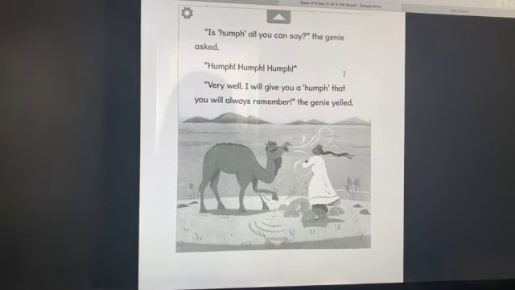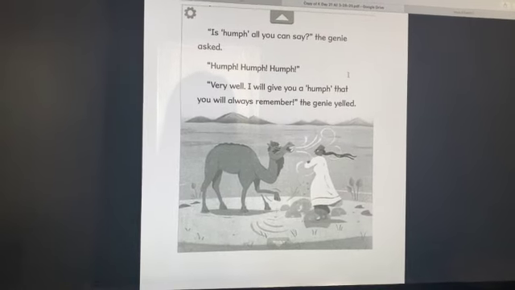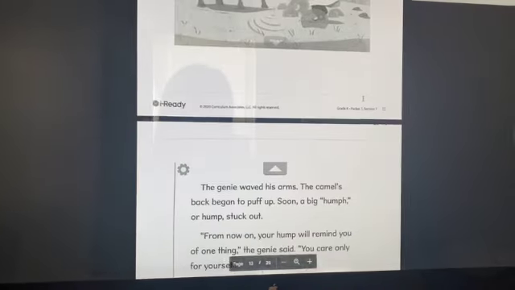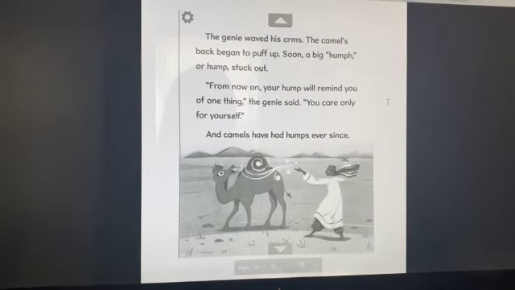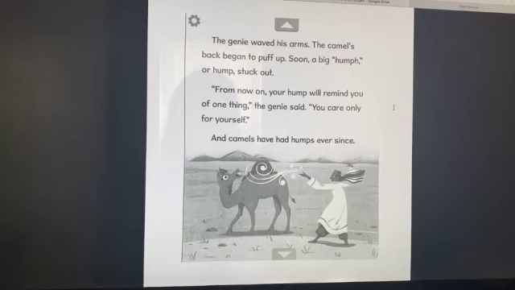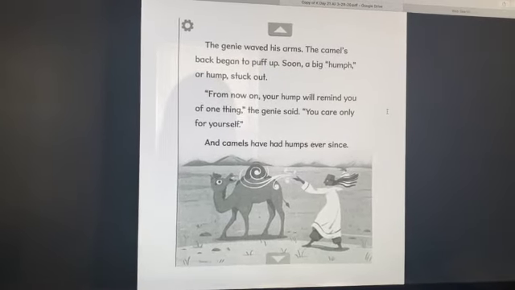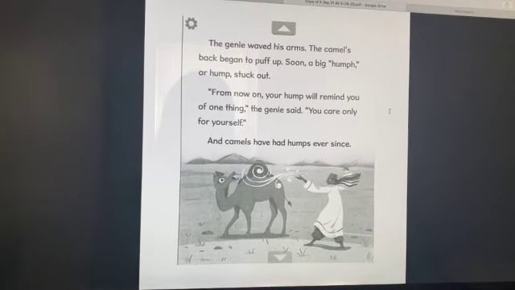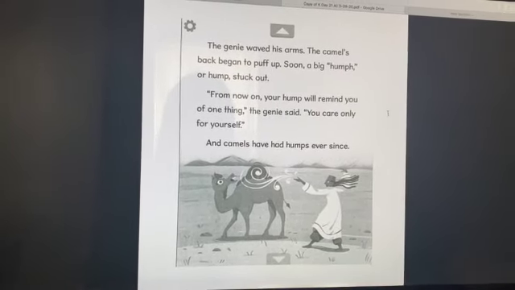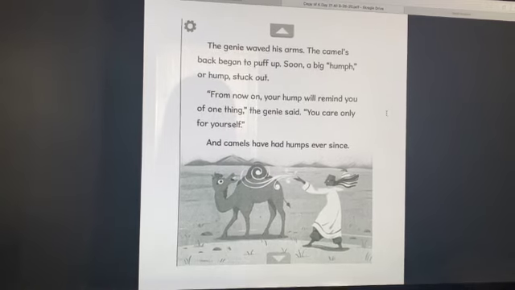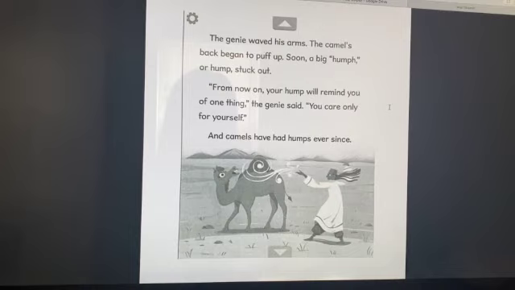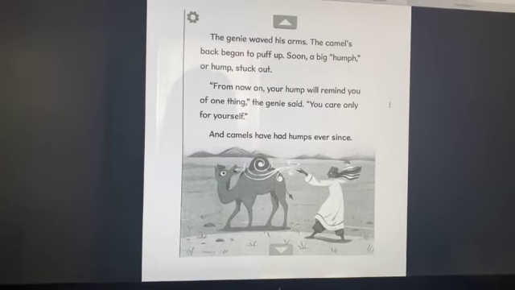"Very well, I will give you a hump that you will always remember," the genie yelled. The genie waved his arms. The camel's back began to puff up. Soon, a big hump stuck out. "From now on, your hump will remind you of one thing," the genie said. "You care only for yourself." And camels have had humps ever since.